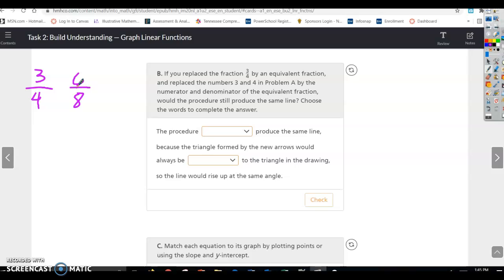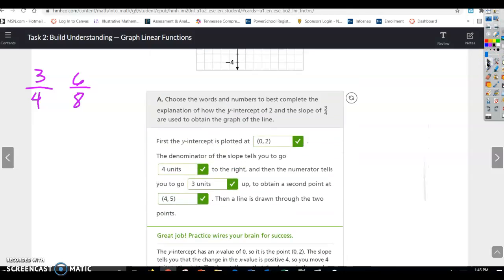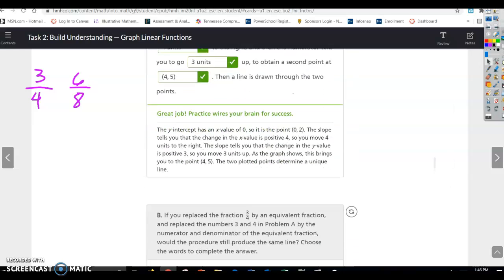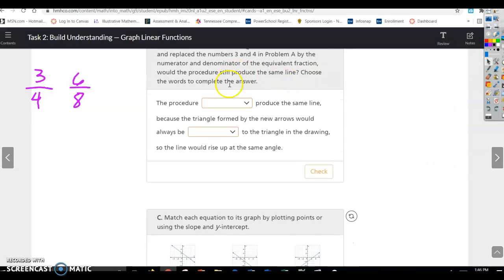Alright, so let's look at that. Okay, so all we did was multiply each of these by 2. 2 times 3 is 6, 2 times 4 is 8. So that is an equivalent fraction. So if we go back up to the graph, if we go up 1, 2, 3, 4, 5, 6, and I go over 8, do I still end up on that line? Yes, I do.